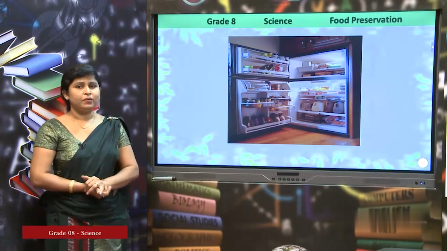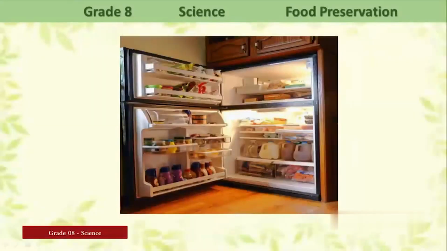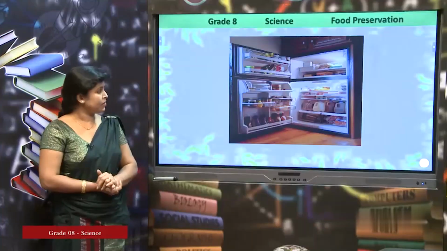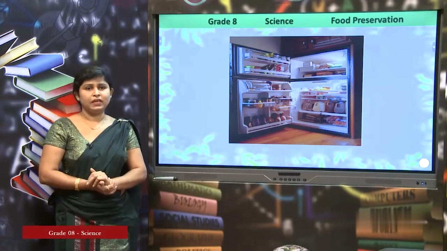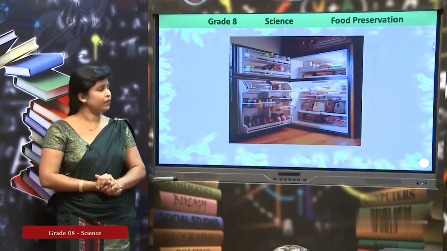Here I have given you a picture. What is it? Yes, you all know it. This is mostly found in our houses, right. That is the modern method of preserving food items at our home. It is considered the domestic method of preserving food items. We preserve the food items domestically using this method.